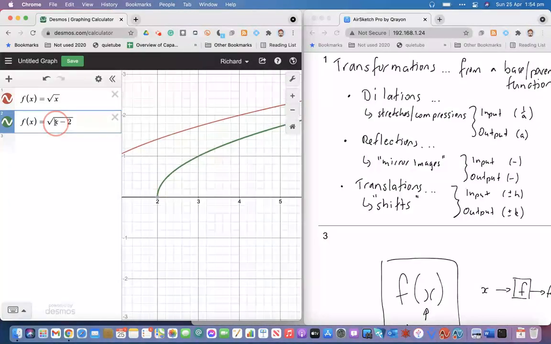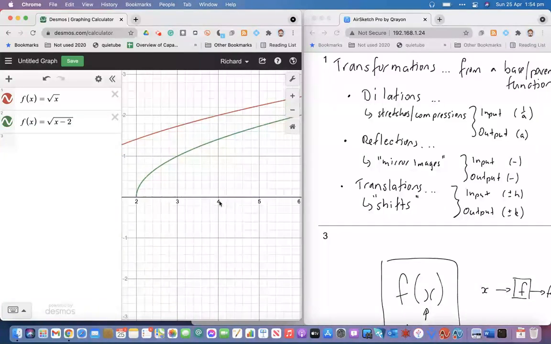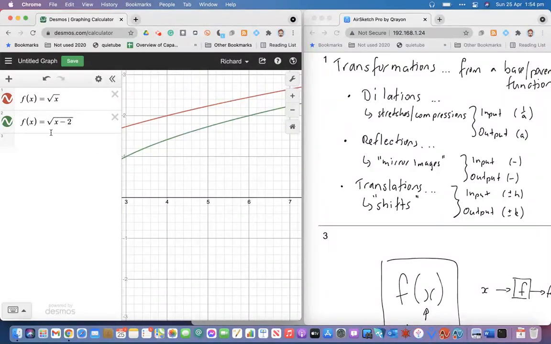In order to get 1, x would have to be 3. 3 minus 2 is 1. The square root of 1 is 1. So there's 3, and there's 1. In order to get 4, the square root of 4 is 2 on the original graph, I'd now have to go to 6 because 6 minus 2 is 4. And so we have a translation of those points.